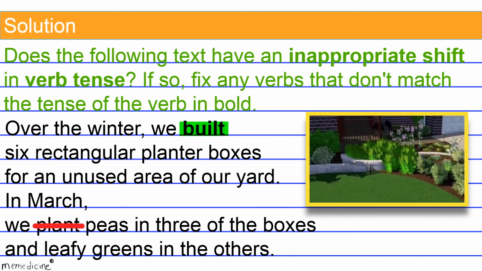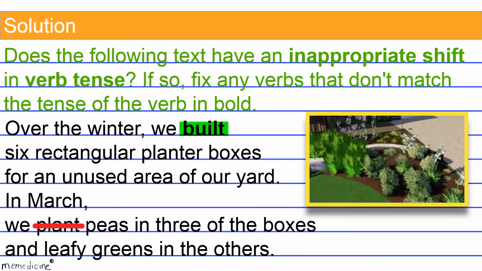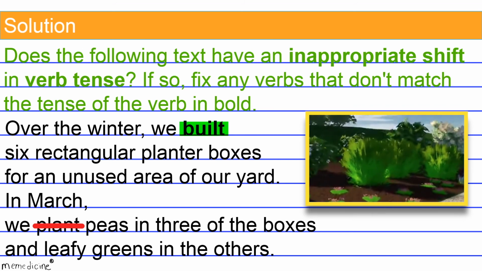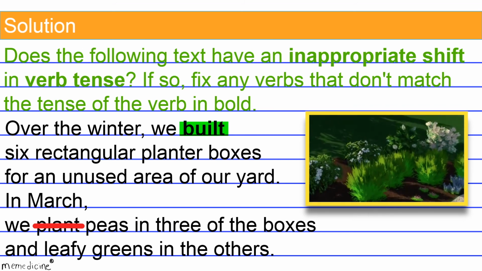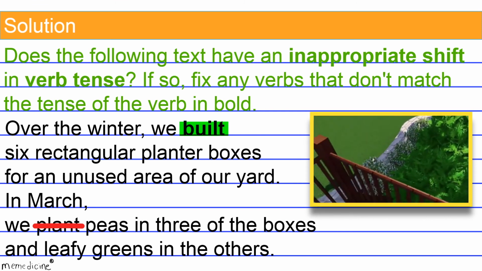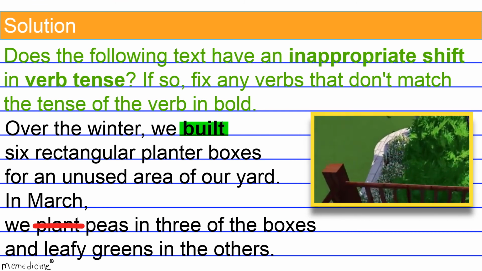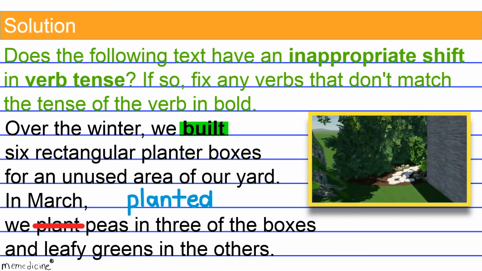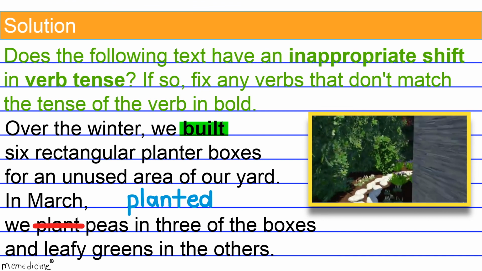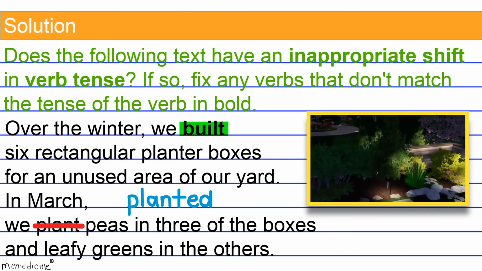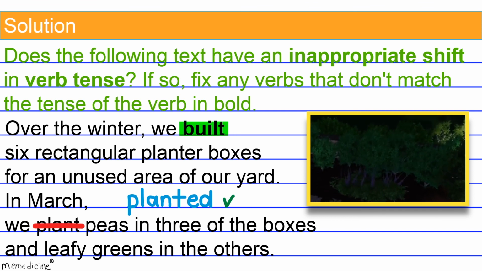Although what follows the verb plant was a truthful detail back in March, it is not happening now. Change plant to its simple, plural, first person, past tense verb form to restore consistency. Here you have it. We've changed plant to planted. It's simple, plural, first person, past tense verb form. We have restored consistency, and this verb form is now correct.